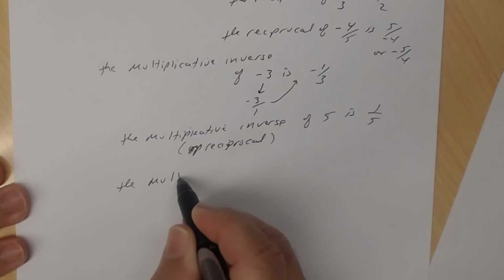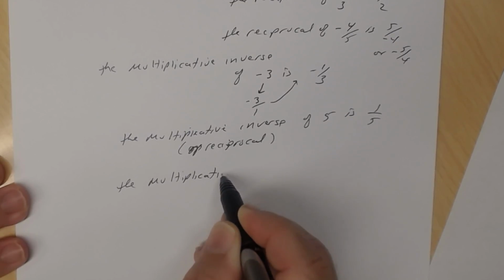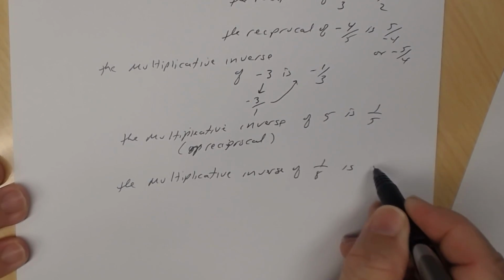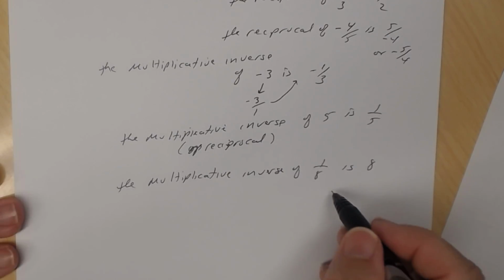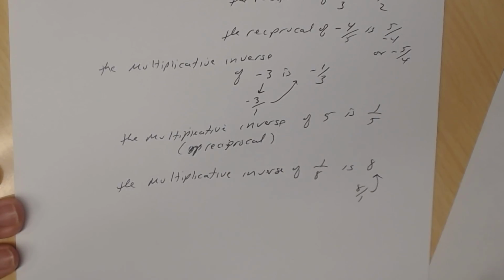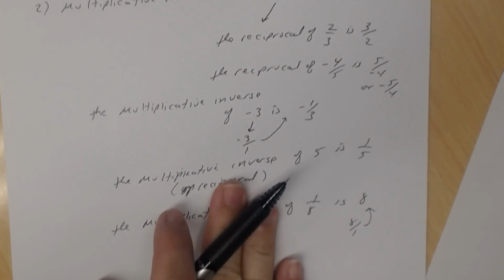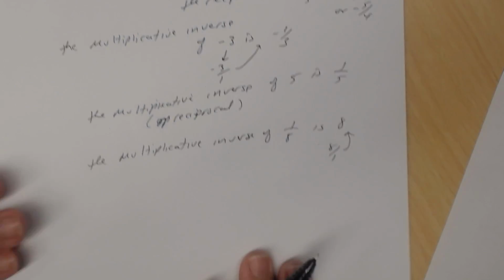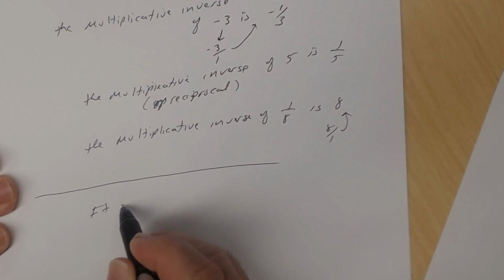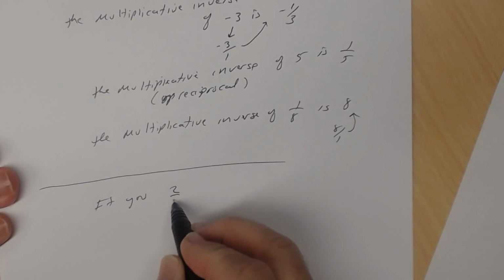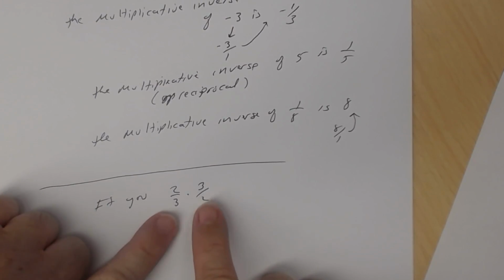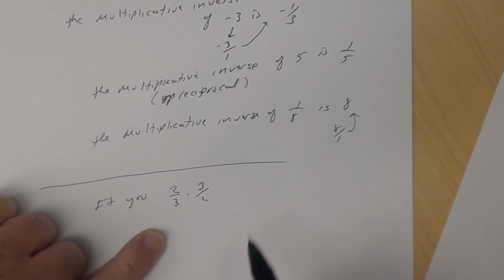The multiplicative inverse of 1/8 is 8. You get 8 over 1, which is just 8. Okay? All right, now there's something interesting about reciprocals. Now remember, we're talking about multiplicative, so the operation multiplication. So if you multiply, let's say 2/3 times 3/2. And remember, those two numbers here are reciprocals. They're multiplicative inverses.